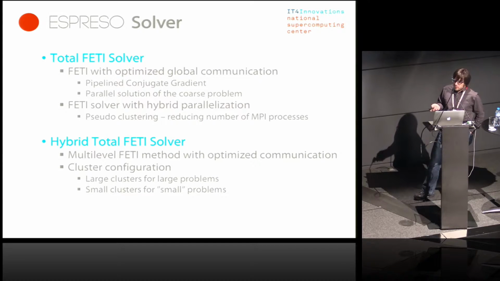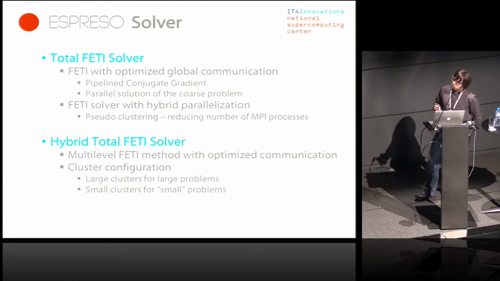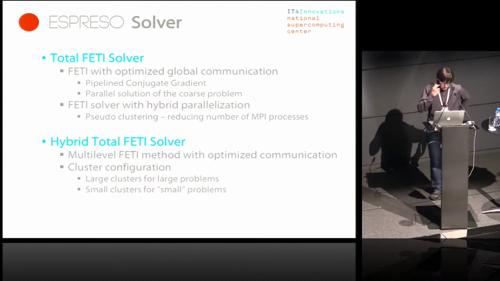ESPRESO implements a pipelined conjugate gradient in order to hide the global communication operations in the CG, and it also employs the parallel solution of the coarse problem in the form that we build the explicit inverse of the coarse problem in a distributed fashion, so it's actually very fast. And then if we apply the projector, we work with this distributed inverse matrix of the coarse problem.